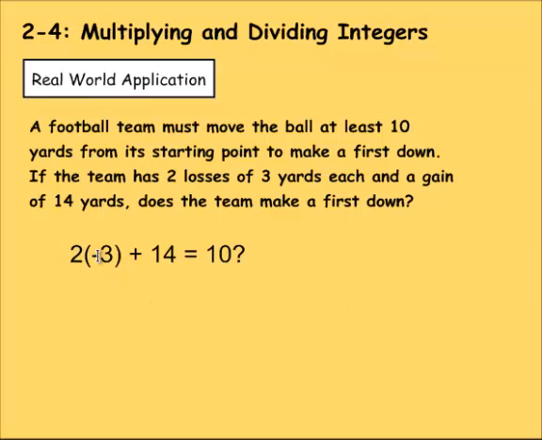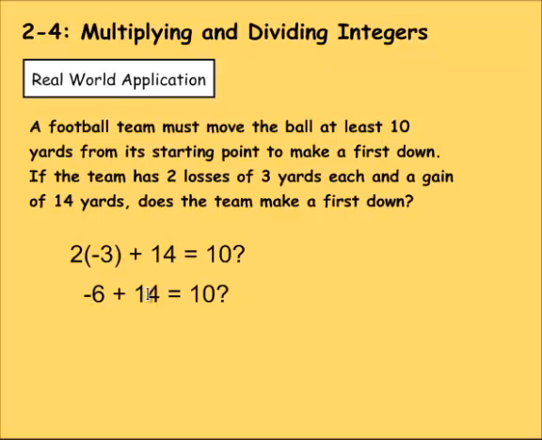Well, let's solve it. 2 times negative 3 equals negative 6. Right? A negative and a positive makes a negative. Now we're going to add 14. Is it greater than or equal to 10? We have negative 6 plus 14 now. We have a negative and a positive. We're adding, so let's go to our adding rules.